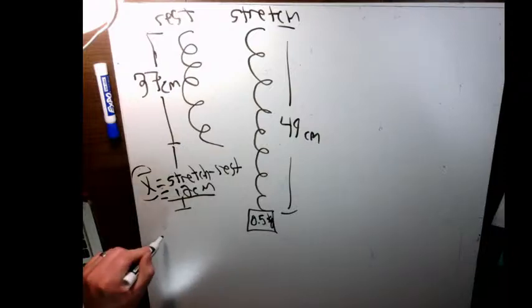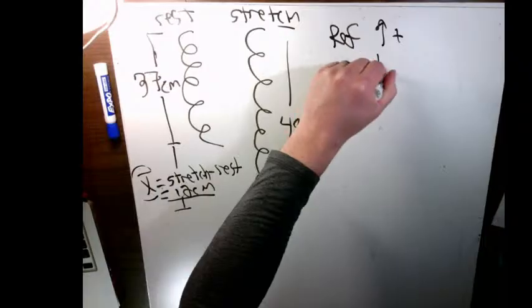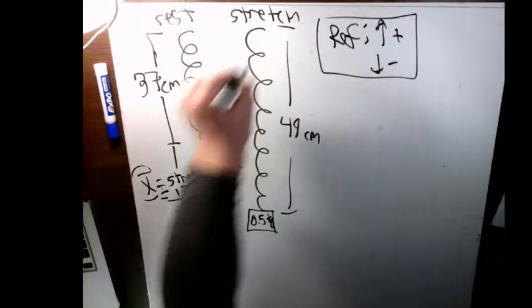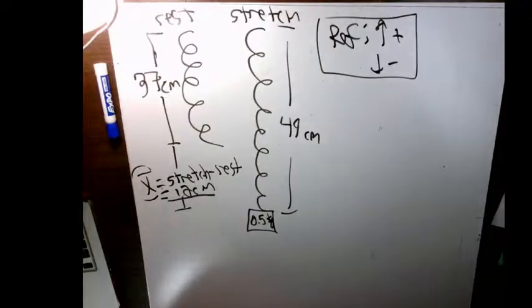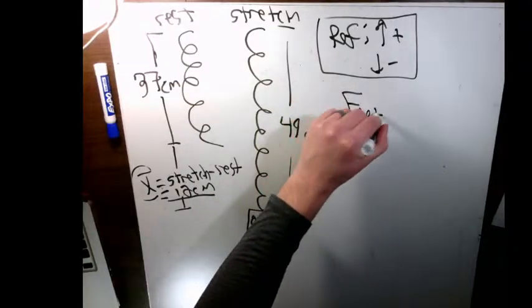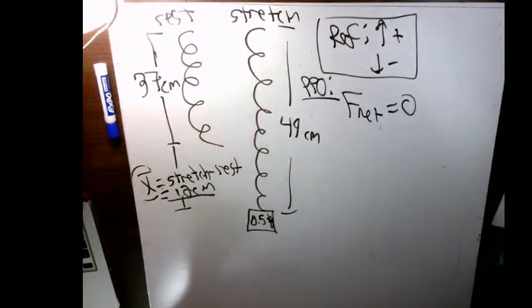We'll say that our reference is up is positive, down is negative. And if the spring and the system is at rest, right, we're no longer accelerating up or down, we're going to use our principle of physics 0, Newton's first law. The net force is 0.